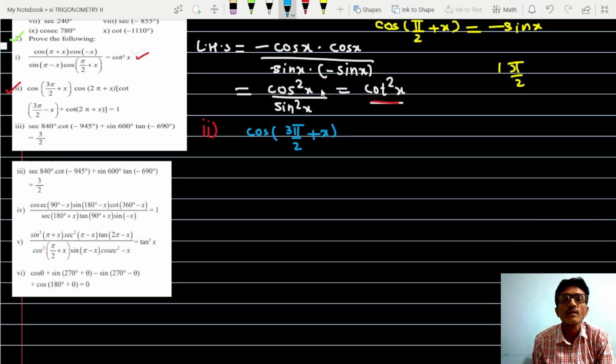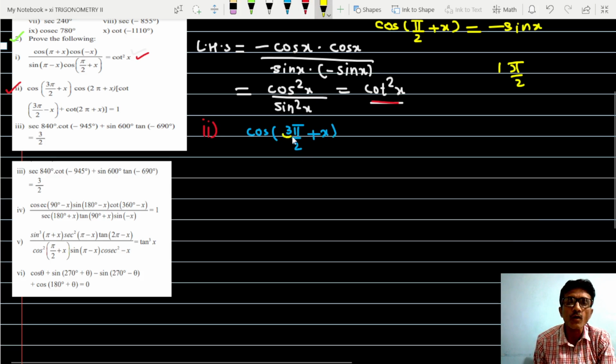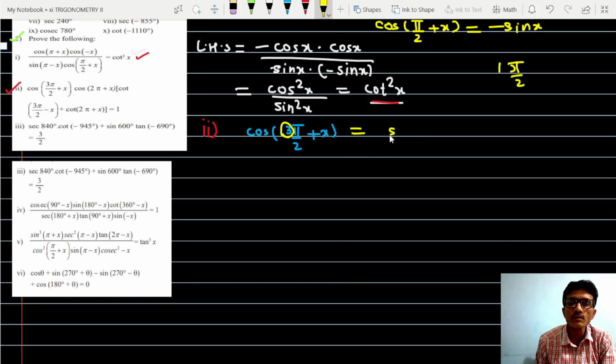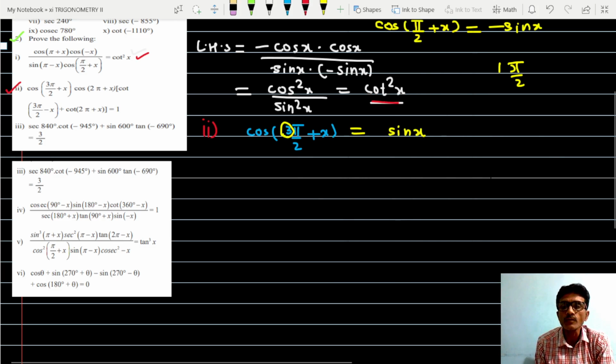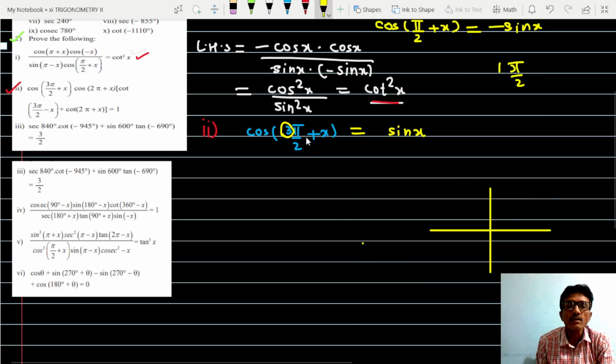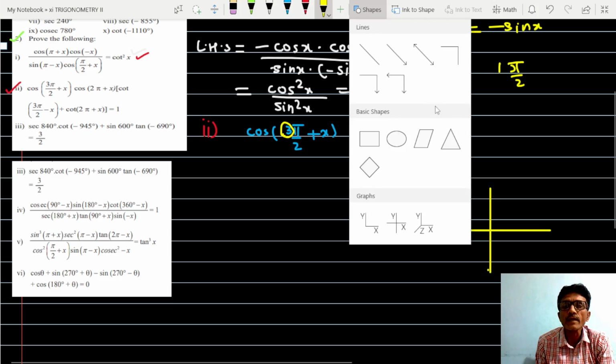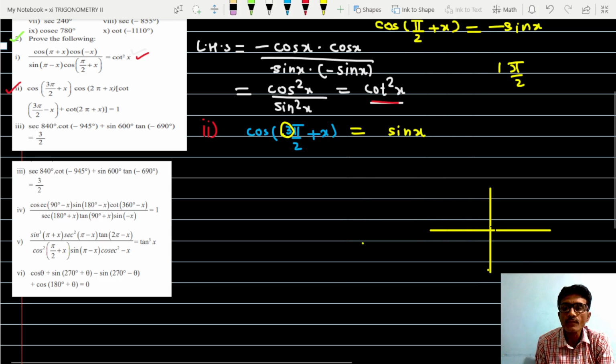Now clearly here the multiple of pi by 2 is an odd multiple of pi by 2, so cos will change to sin, so that will be equal to sin x. And 3 pi by 2 plus x, see here it is 3 pi by 2 and plus x, so this angle is in the fourth quadrant.